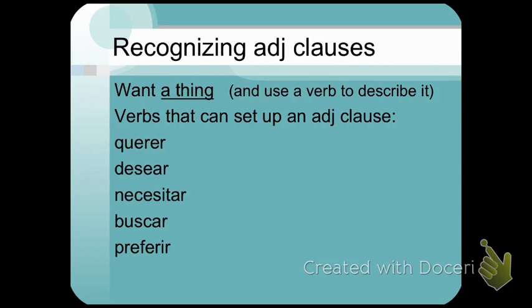Here are some verbs that are going to set up these kinds of phrases, clauses actually. So here, I want someone who, I'm looking for, I desire a friend that. I need a job that. I'm looking for a class that. I prefer a roommate that, right? All of those things are verbs that are going to set up this kind of situation, okay? You should be able to recognize it because you're looking for adjective clauses. You're looking for clauses that use verbs to describe nouns, right?